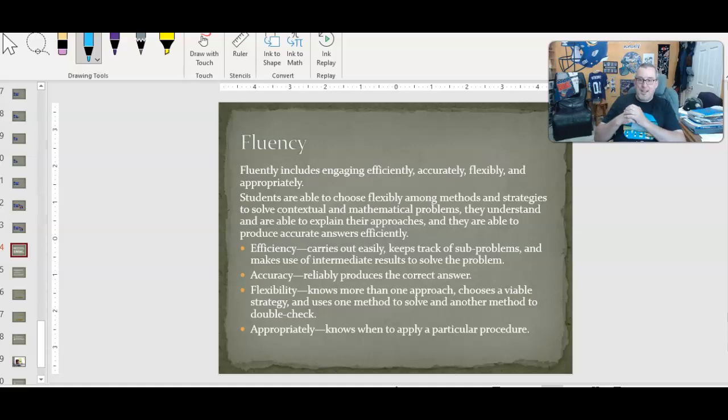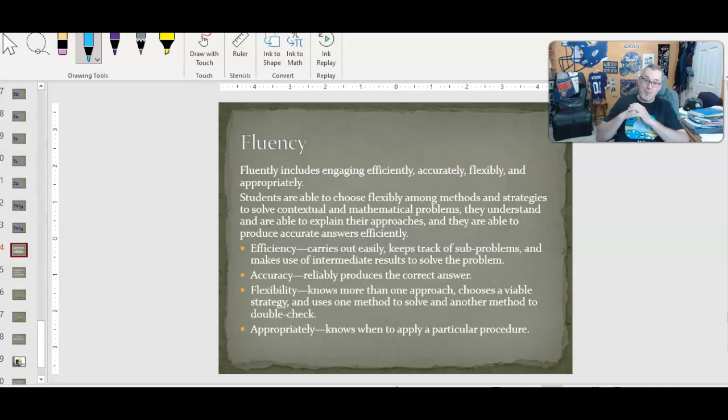But efficiency, students can carry out easily. They can keep track of sub-problems and make use of intermediate results to solve the problems. Think about the multiplication algorithm. I used the area model. So the big picture was the multiplication product, but the sub-problems were all those sub-areas that had to be computed, and then the sum of all those that had to be computed. Accuracy kind of speaks for itself, but reliably produces the correct answer.